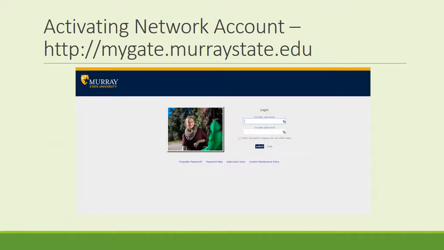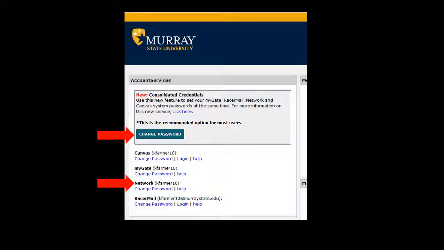At the beginning of each semester, you must activate your network account in order to sign in to the computers on campus and the library on and off campus to access electronic resources. This is the only time that you will have to use MyGate in dealing with the library. To activate your account, you must first log into MyGate. You can either activate your account by changing the password for the consolidated credentials that makes all of your Murray State passwords the same, or by changing the network password.